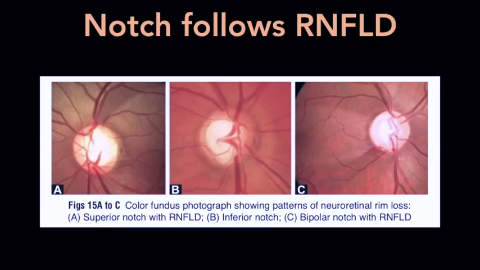And very important to note that the notch will most of the times follow the retinal nerve fiber layer defect. As you can see, there's going to be a notch here, a notch, and also a notch here. So whenever there is a notch, you can see a corresponding retinal nerve fiber layer defect is there.